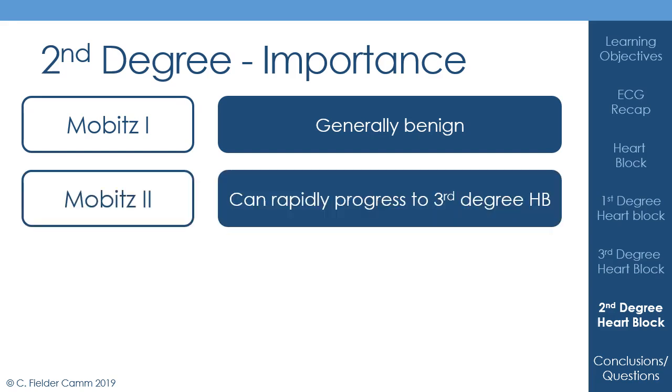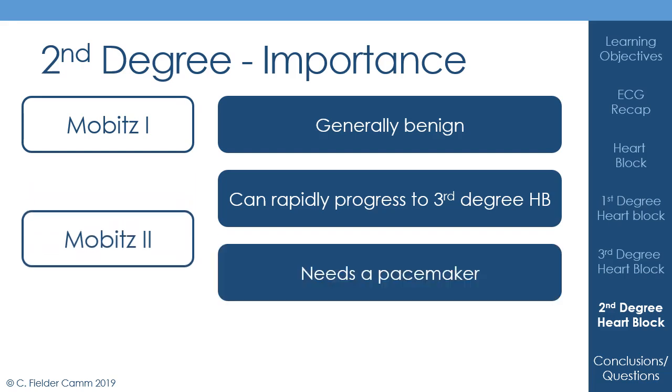Now, Mobitz type 2 is quite different, and that's that second type I showed you, where you're getting intermittent block, but the PR interval when it conducts is the same each time. And that's worse because that can actually rapidly progress to third-degree heart block. That's not the same as Mobitz 1, which is really just probably an overactive form of the standard defense mechanism the AV node has to prevent the ventricle going too quickly. Mobitz 2 is really a sign that there's quite significant conduction disease in the heart.